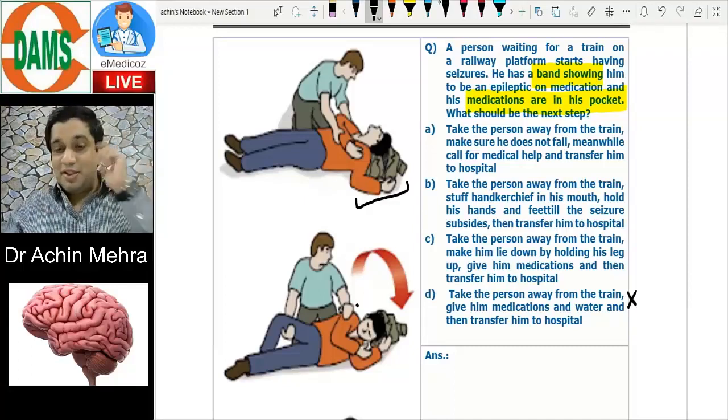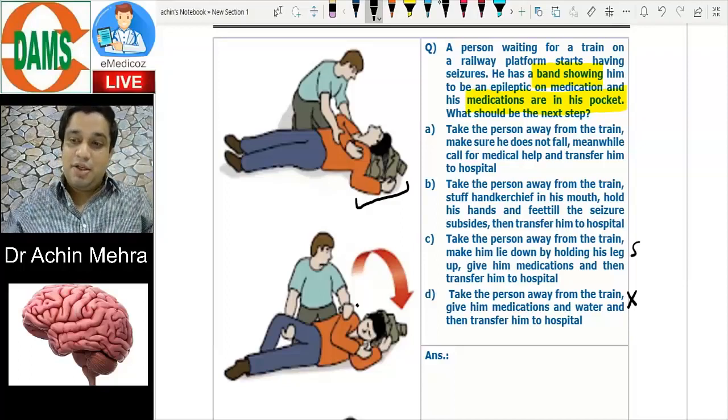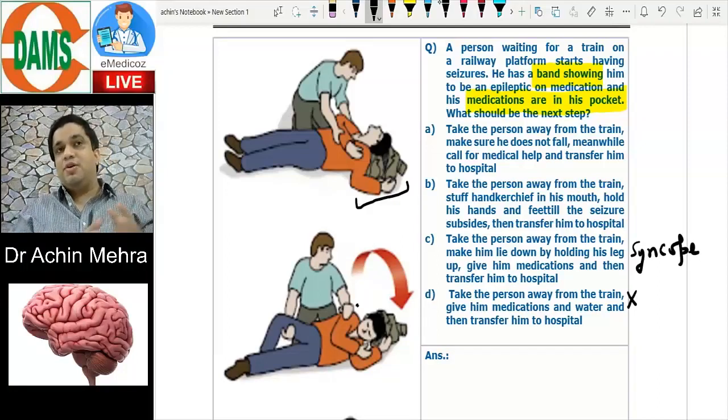Take the person away from the train, make him lie down by holding his legs up. No. That sounds to me like some kind of maneuver which I do if the patient has suffered an episode of what? A syncope. Okay? Only then. Right?